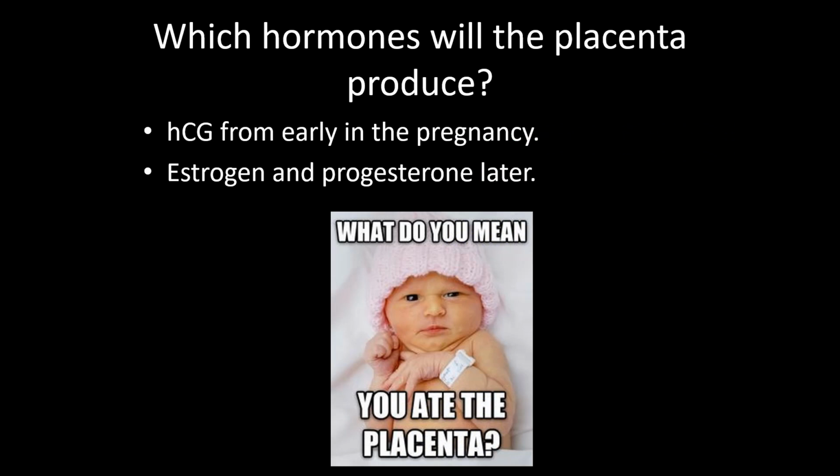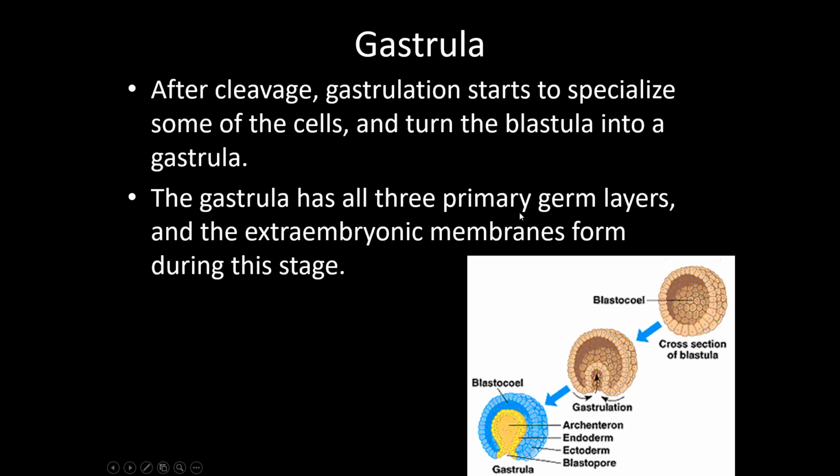So which hormones are the placenta going to produce? HCG early on, but again, estrogen and progesterone later. I showed you that graph earlier for where you get your different spikes in different hormones.